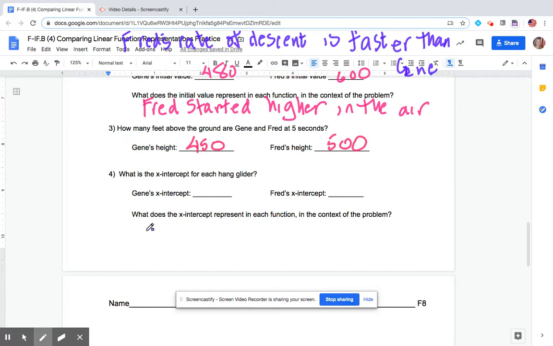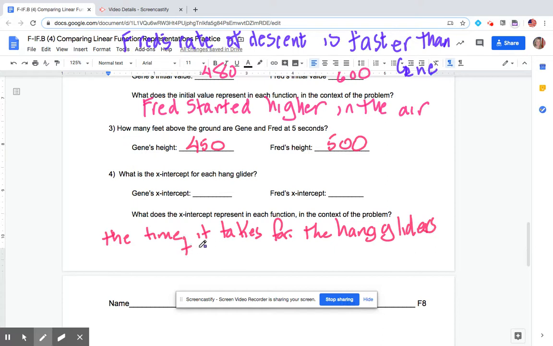And what about the x-intercept? The x-intercept, what that represents, think about this now. When a graph goes through the x-intercept, the y is 0. And what were we measuring? We were measuring the height. So the x-intercept is the time it takes for the hang gliders to what? To reach the ground.